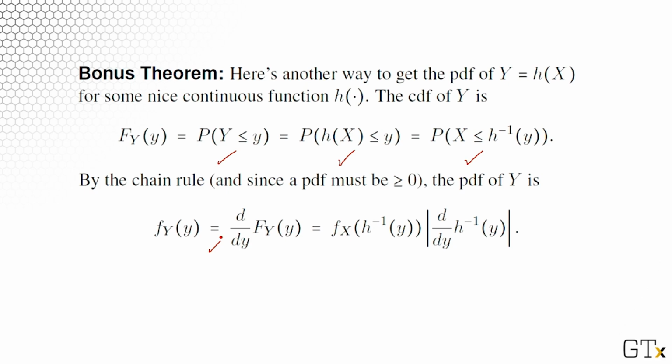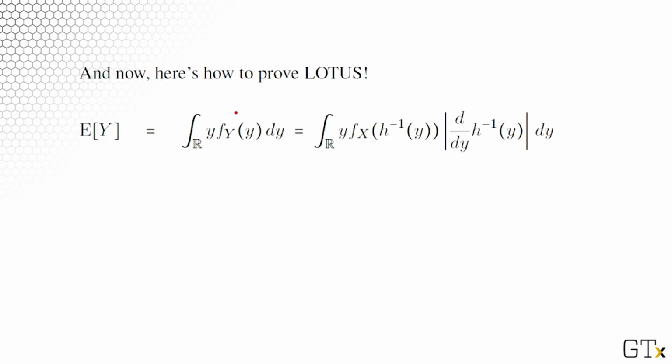And now I use the chain rule. X equals h inverse of y. Here's the derivative from the chain rule. Looking awful, but that's what it is. The fact that the PDF is positive means that I take the absolute value of that term. So I'll use this result to prove LOTUS.